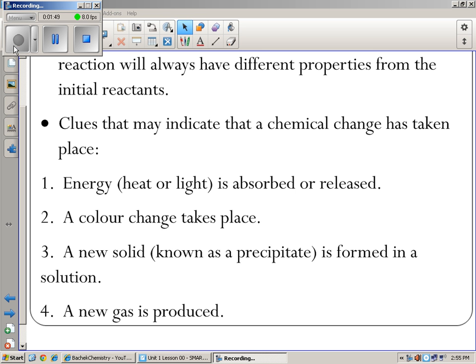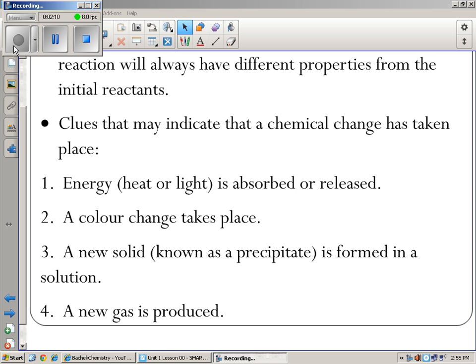Okay, so clues that chemical change has taken place. Energy in the form of heat or light is either absorbed or released. So when you mix two chemicals together, sometimes it'll need energy for that reaction to take place. So things will get colder, like ice packs, for example. It will take energy from the surroundings and cool itself down. That's what you'd see there.